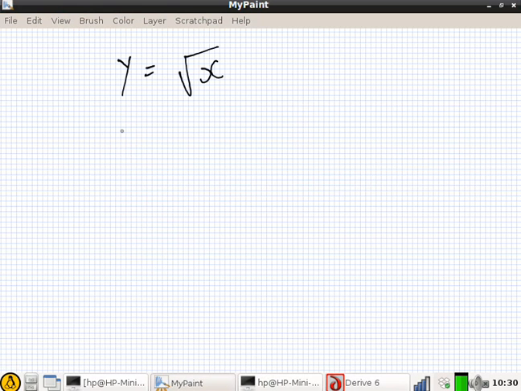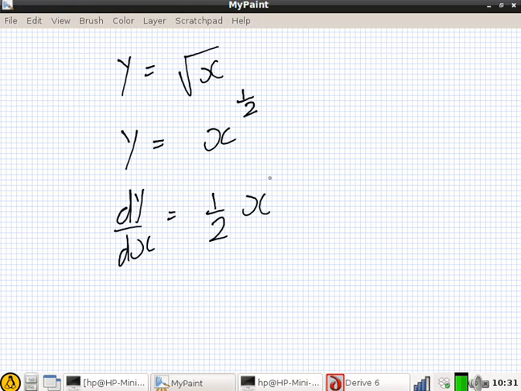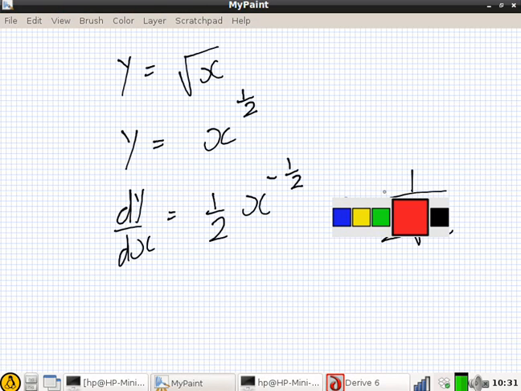What you do here is first you change this into a power. Then you can use the rule. So the rule is bring the power down and take 1 from the power. If you like, this can be rewritten as 1 over 2 root x. And then that's the answer.